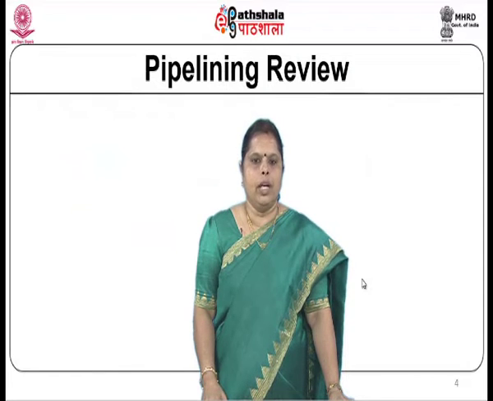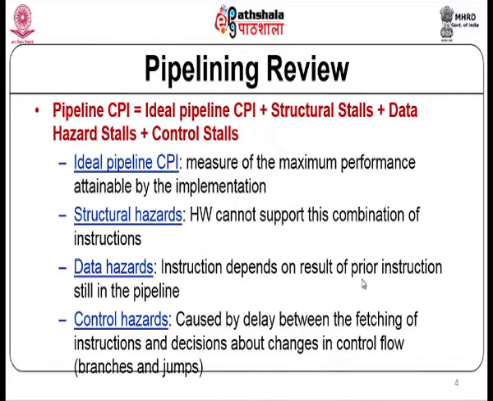Before we go into the details of the software issues, a brief recap of whatever we have done so far with respect to pipelining. All of you know that the CPI, the average number of clock cycles per instruction in a pipelined implementation, is equal to the ideal pipeline CPI, which is 1. Ideally, every clock cycle we want one instruction to finish. So the ideal pipeline CPI is 1.